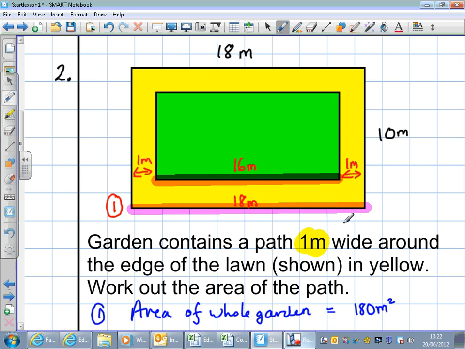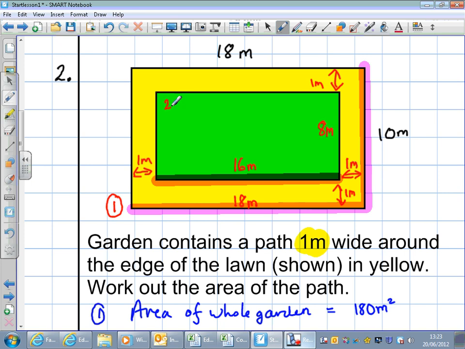Similar way we calculate the height. The height of the whole garden, this dimension here, is 10. We're told the path is 1 metre wide, so that distance there is 1 metre. That distance there is 1 metre. So this length here, I'm calling it the height, obviously it's not vertical, probably should call it the width, is 10. Take away the 2 1 metre lengths to give us 8 metres.